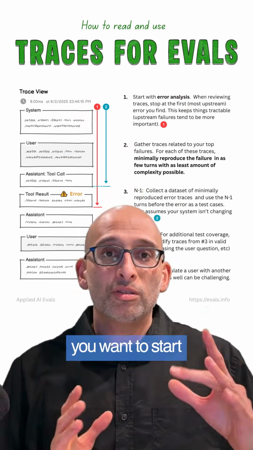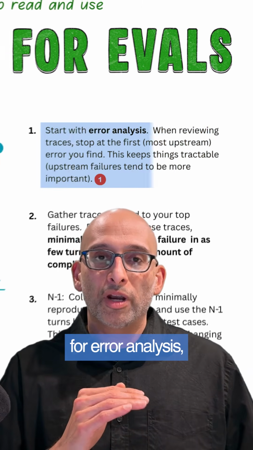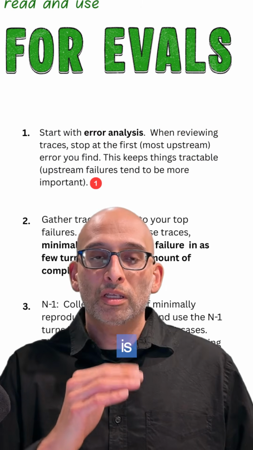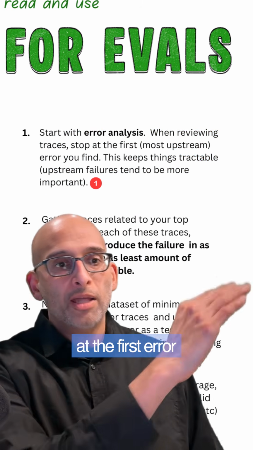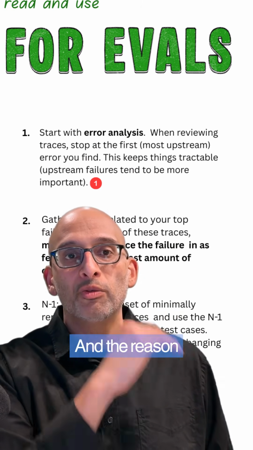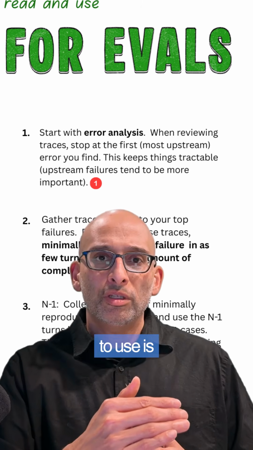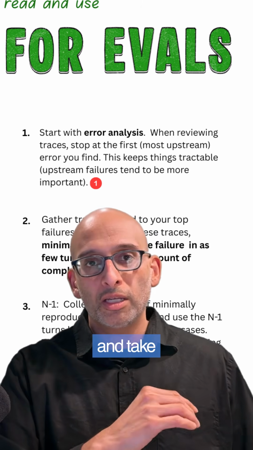So number one is you want to start with error analysis. And when you are reviewing traces for error analysis, what you want to do is look at your trace and stop at the first error you see. So you want to stop at the most upstream error. And the reason for this is that LLM workflows tend to be causal. Good heuristic to use is just stop at the first error you see and take note of that and move on.